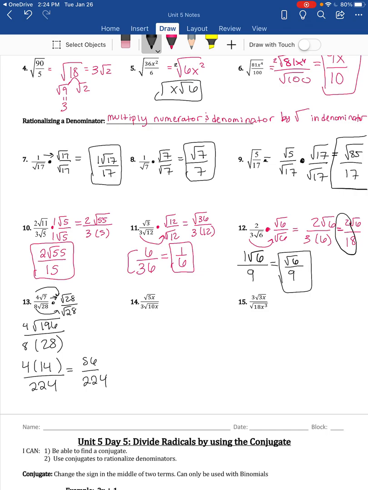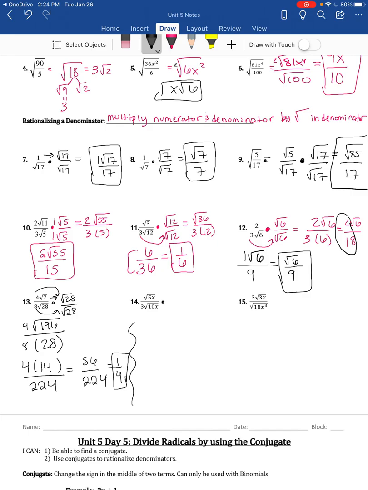To simplify this, you could type in 56 divided by 224. You get a decimal, then press math, enter, enter, or recognize it's a common one, and you get 1/4. Always simplify as much as you possibly can. All right, on to number 14.